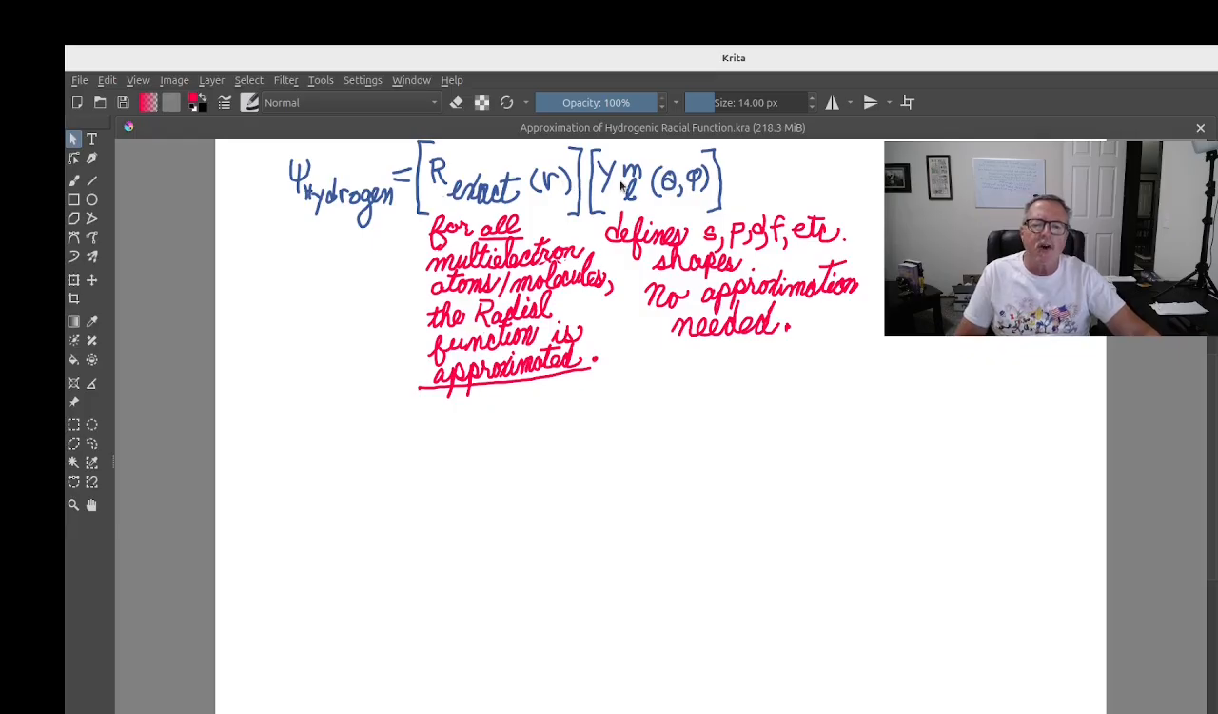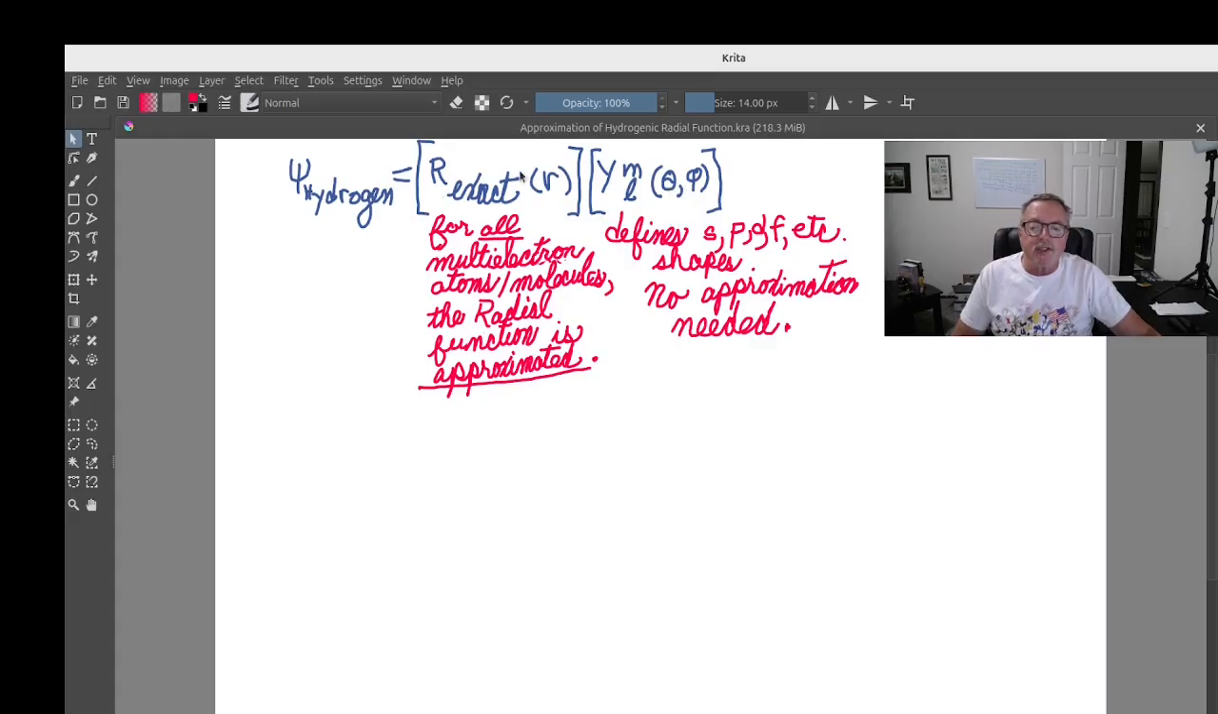You see, these are spherical coordinates. There's 1, 2, 3 coordinates for the three-dimensional space. And this is the good news. These define the SPDF orbital shapes. If you know enough chemistry, this shouldn't be a total surprise. And there's no approximation needed, even for multi-electron atoms. So this part stays the same.